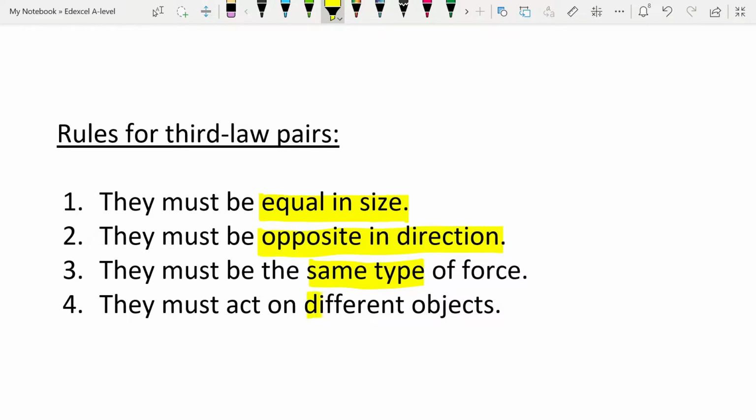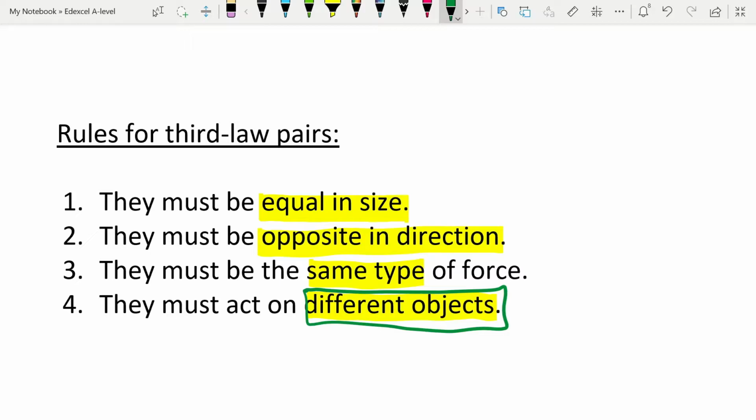and they have to act on different objects. So this is the one that gets people a lot of the time. They think they understand Newton's third law, but you have to remember that we're talking about a pair of objects here. Girl pushes wall, wall pushes girl. They act on the other object. We're not talking about all the forces acting on an object here.